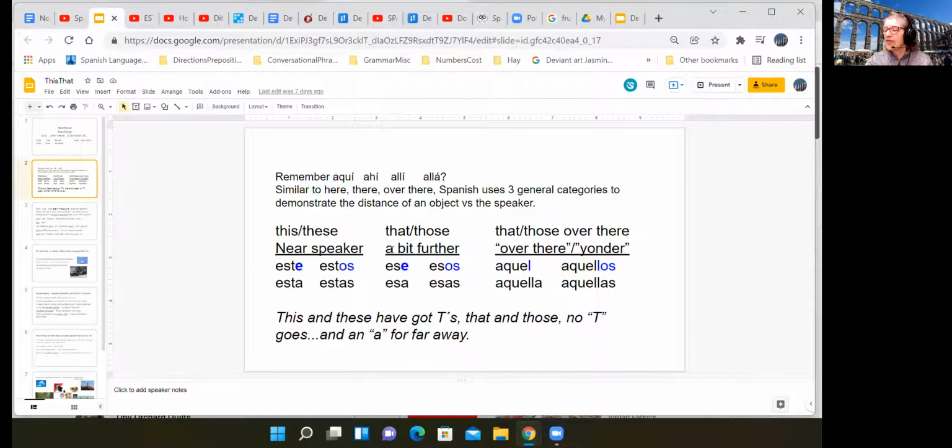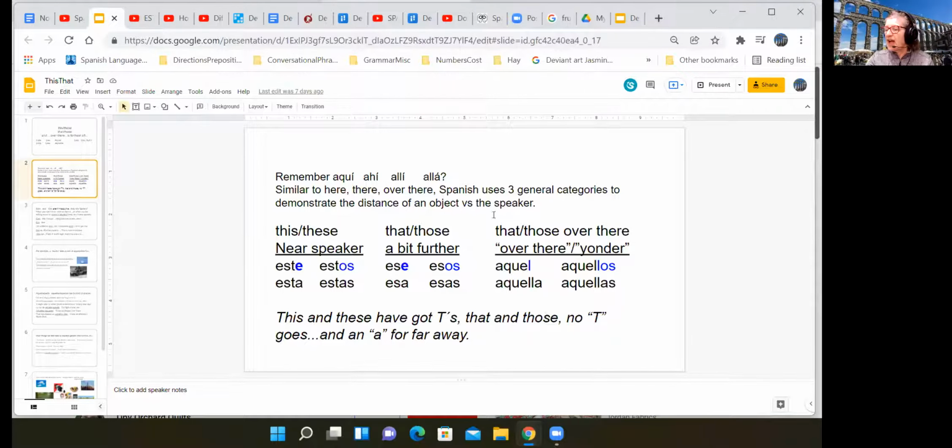So let's look at the that, those category column in the middle. Ese, masculine, ese libro, esa, femenina, esos, masculino plural, esas, femenina plural. And so you notice with these words, este and ese, we've got an E at the end. And then when we go into the plural form, the O comes back. Why? I cannot tell you why. No sé por qué. I don't know why, but that is the way it is.